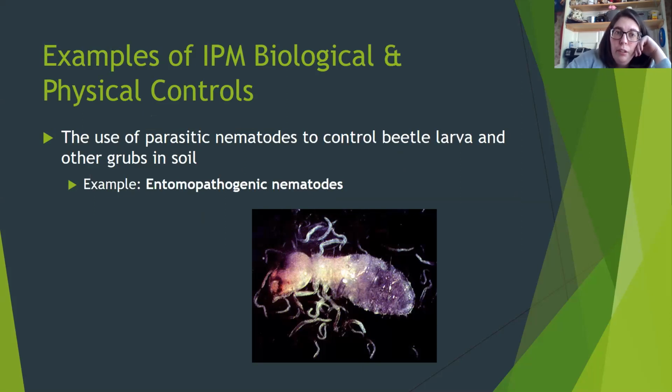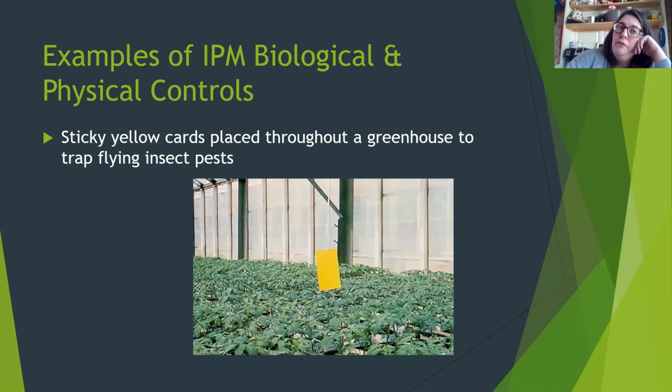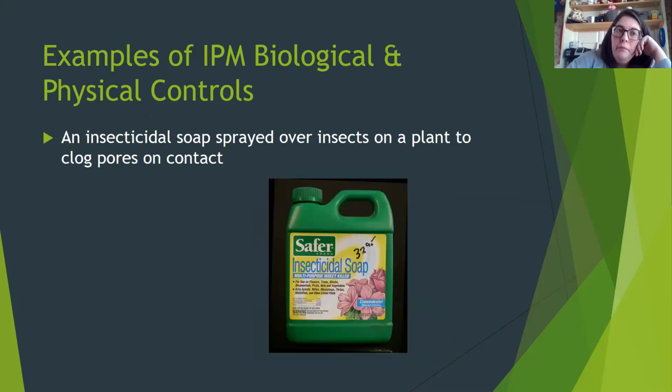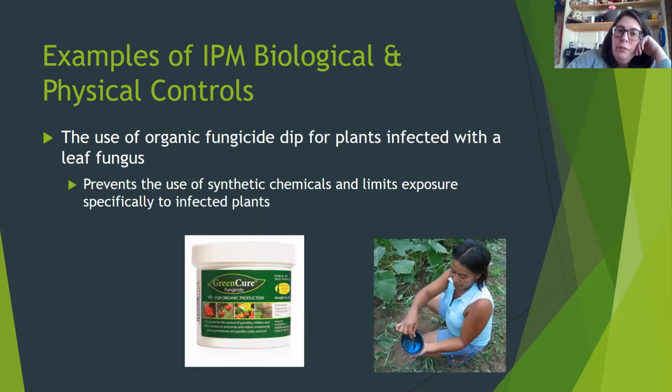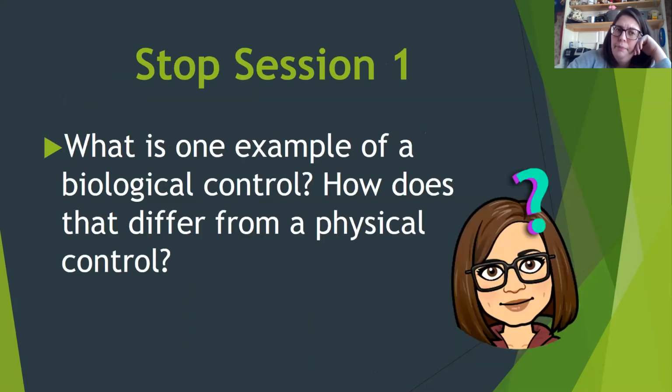The use of parasitic nematodes to control beetle larvae would be an example of an integrated pest management biological control. Physical control would be, again, sticky tape. And then the insecticidal soap sprayed over insects, this is actually a chemical control. But here's an organic fungicide that's still considered a chemical control, y'all.